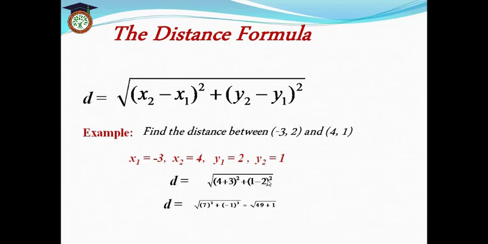And (1 minus 2) squared equals (-1) squared. 7 squared equals 49 and (-1) squared equals 1. So 49 plus 1 equals 50, and the root of 50 is 5 root 2.